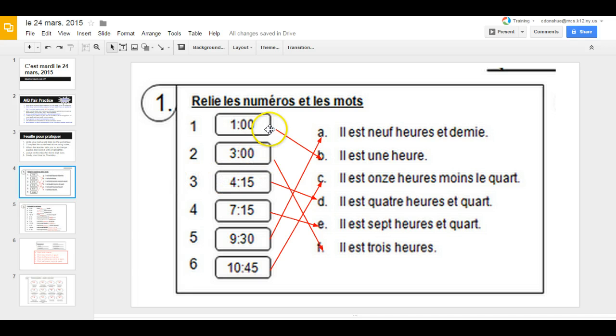First section. Number 1, il est 1 heure is B. Number 2 is F, il est 3 heures. Number 3 is D, il est 4 heures et quart. Number 4 is E, il est 7 heures et quart. Number 5 is A, il est 9 heures et demie. And number 6 is C, il est 11 heures moins le quart. Please highlight anything that was incorrect.